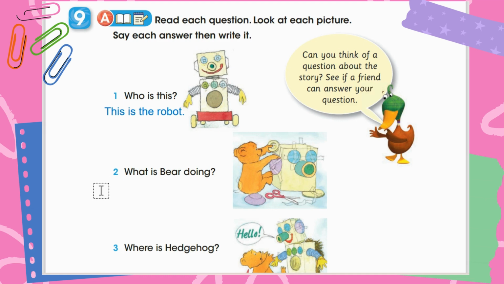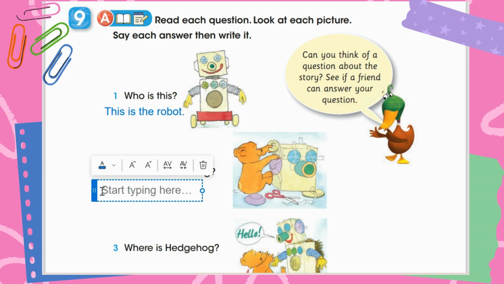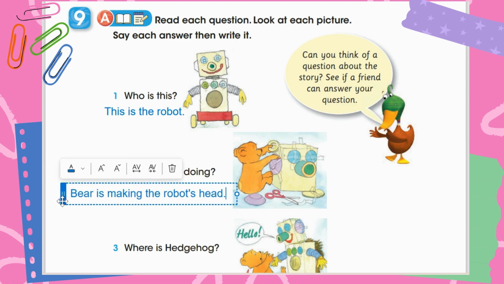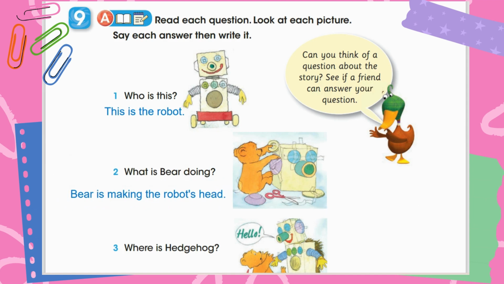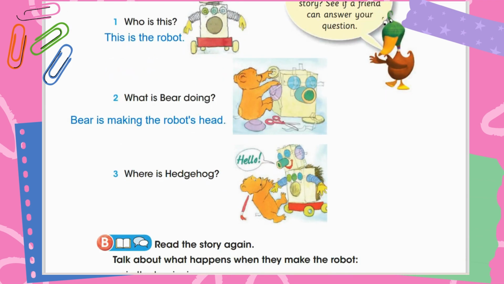Okay, yes, the bear is making the robot's head. So we will be writing: bear is making the robot's head. When we show belonging, we use an apostrophe, robot's head. So, bear is making the robot's head. Here we go. I hope you are clear until here. Make sure your spellings are correct and you follow the punctuation and apostrophe s. Going on to the next question.